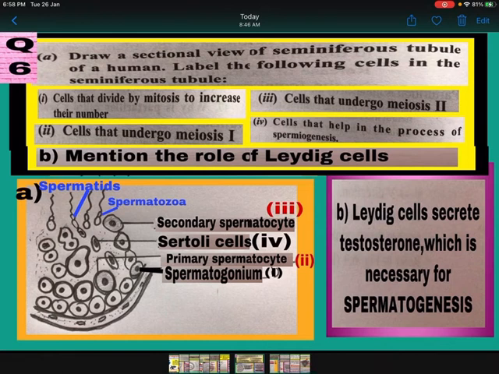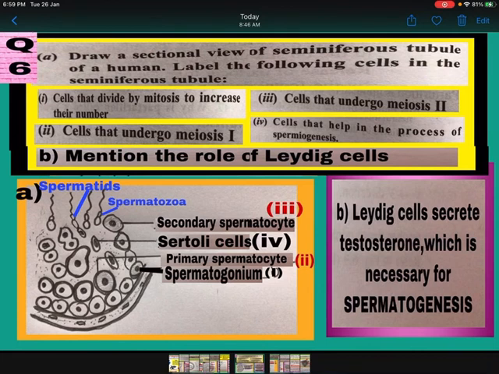Cells that help in the process of spermiogenesis. These are Sertoli cells. See labeling number 4 in the diagram, which are present between the spermatocytes. And note an important point about the Sertoli cells. These cells produce certain factors which are responsible for transformation of spermatids to spermatozoa, and this process is called spermiogenesis.